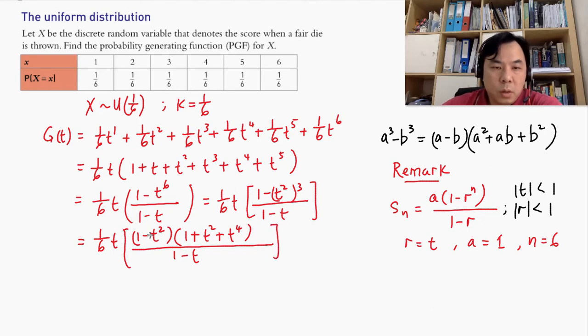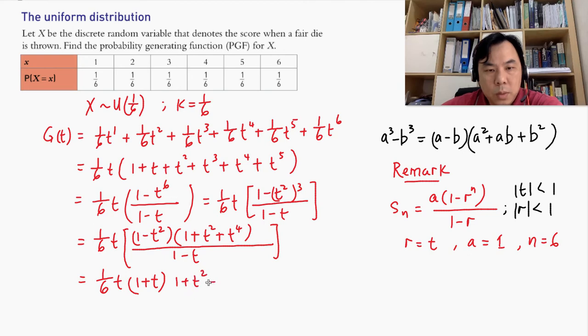Now we notice that there's a common factor between 1 minus t square and 1 minus t here. We can actually reduce this because the magnitude of t is less than 1, it's not equal to 1. Therefore, we can simplify this as 1/6 times (1 plus t)(1 plus t square plus t^4). Now that will be a well-defined probability generating function for our uniform distribution here. Now we're going to check that one more time by substituting t equal to 1 again.